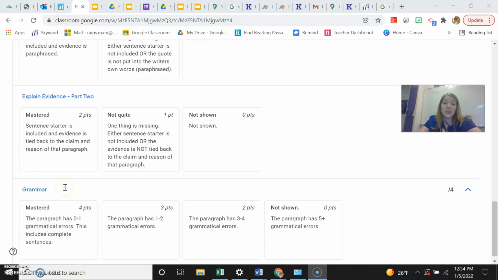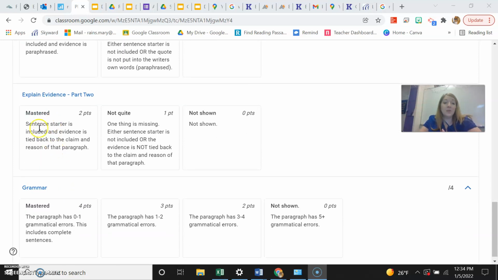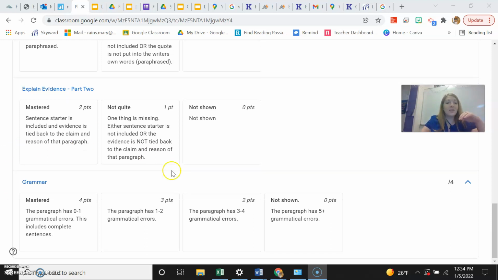For part 2, it says sentence starter is included and the evidence is tied back to the claim and reason of the paragraph. So again, I'm looking for that sentence starter, but I'm looking for that purpose of the second part of that, which is that it's tying it back to your reason for that, their claim and the reason. And then the last thing is you'll get 4 points for grammar.